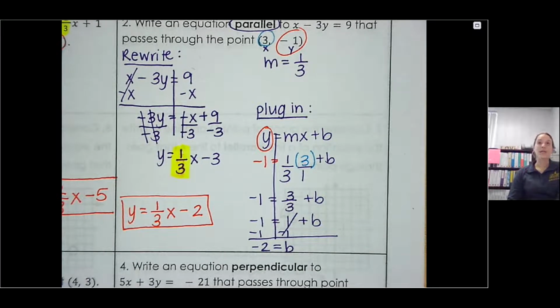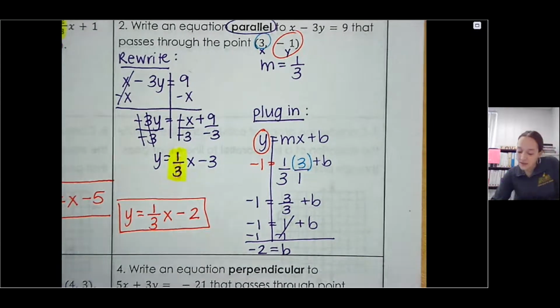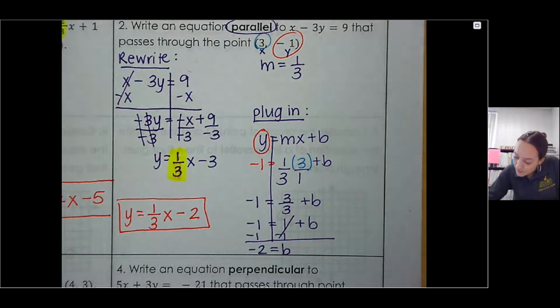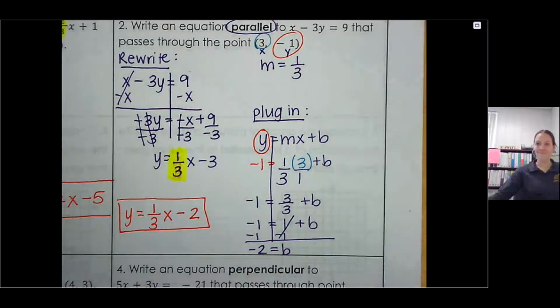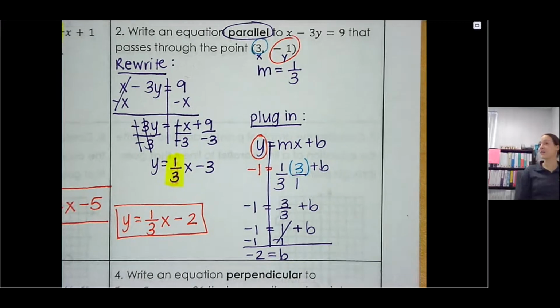Quickly, Doreen, quickly. All right, what did you get for that problem? Josh got y equals 1/3 x minus 2. Did you get the same thing?